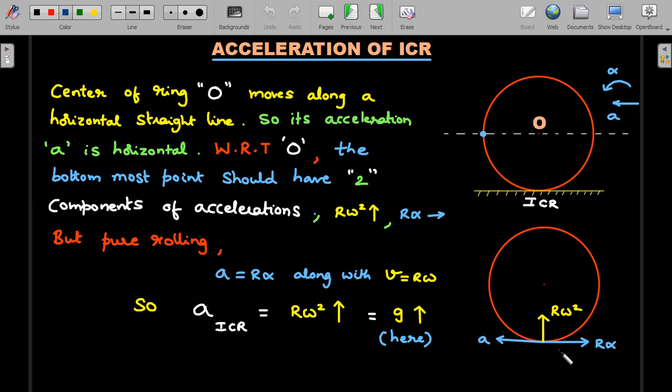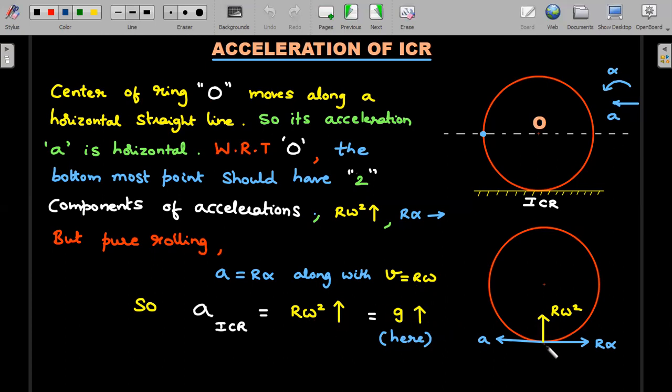But you also know that it is purely rolling, therefore the bottommost point cannot slip on the floor. Therefore, this component of A should be equal to R alpha, along with the fact that V is also equal to R omega, where V, remember, was the center of the ring's velocity. So R omega should also match with that. Therefore, the only acceleration that survives for the ICR, or the bottommost point, is r omega square in the upward direction. In this problem, because V is given as root gr, omega comes out to be root g by r, and therefore this number is g upward.